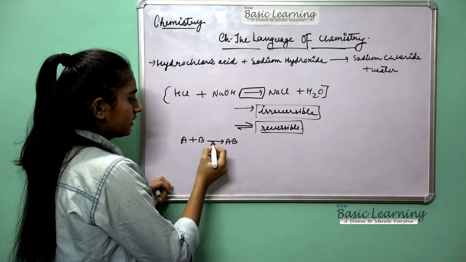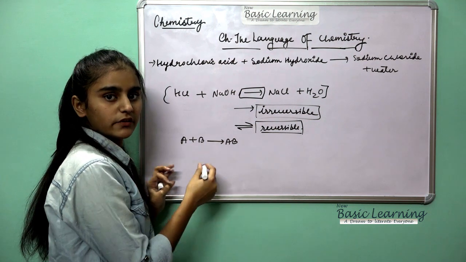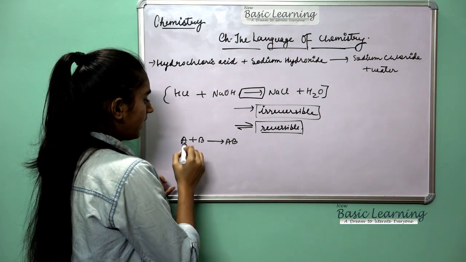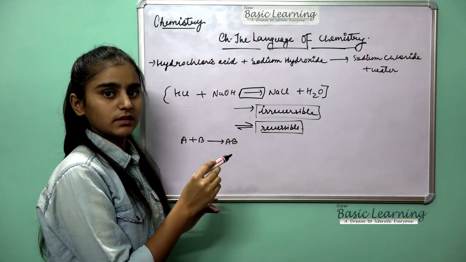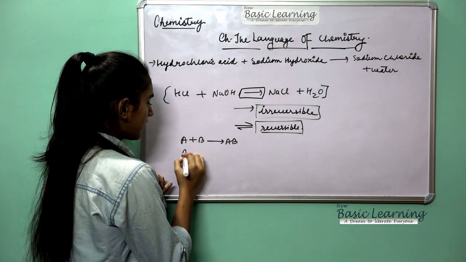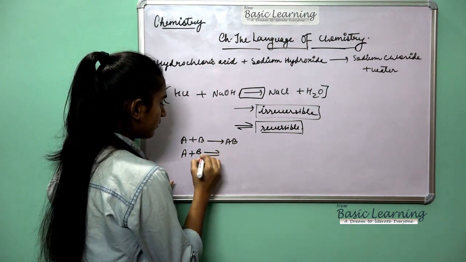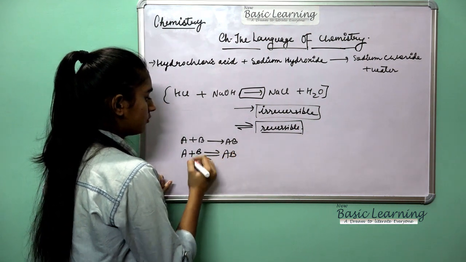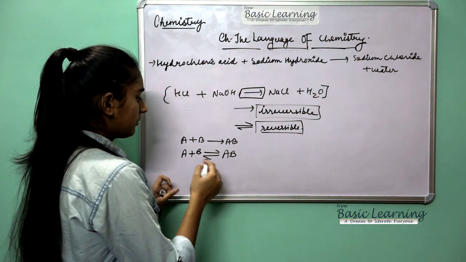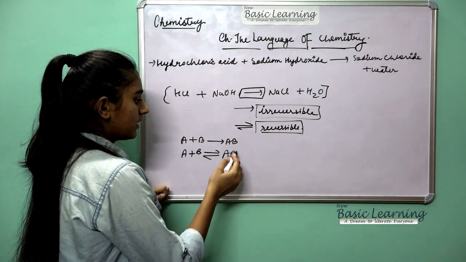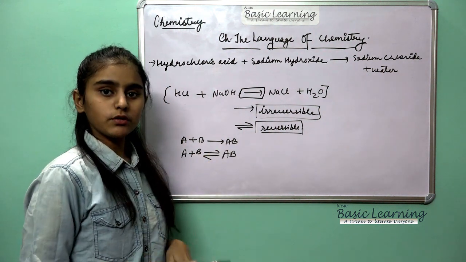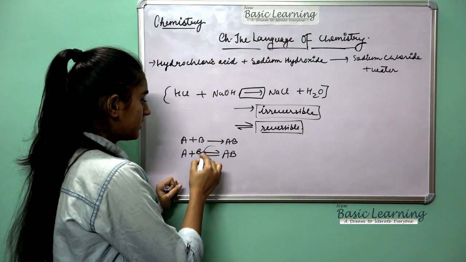So here the change is not reversible. It means it is irreversible, and when A plus B gives AB, AB cannot break down into A and B. If A plus B is given like this arrow, it means that the change is reversible. It can be reversed. It means that A plus B gives AB, and AB can break down into A and B when the symbol is this.